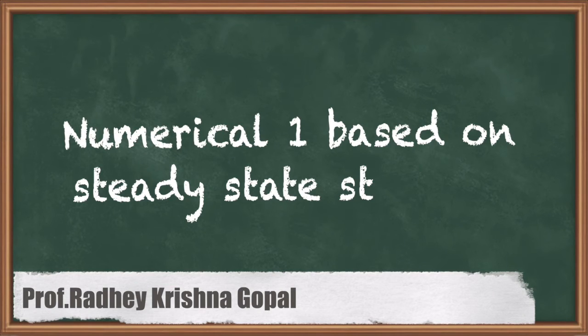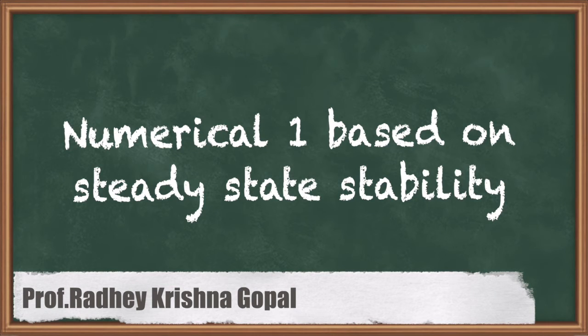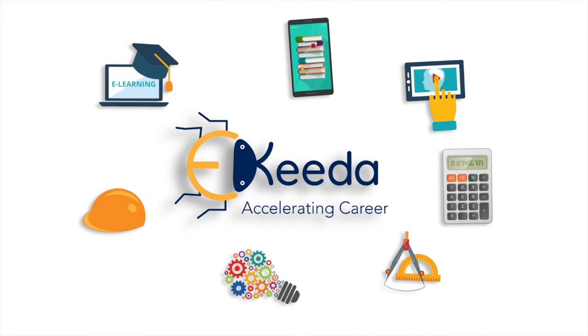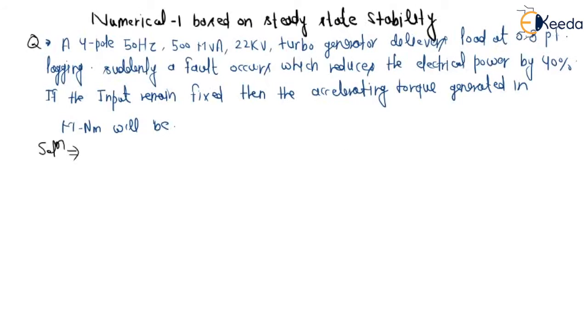Hello friends, now we are going to solve numerical 1 based on steady state stability. The given question is: a 4-pole 50 Hz 500 MVA 22 kV turbo alternator delivers load at 0.8 power factor lagging. Suddenly, a fault occurs which reduces the electrical power by 40%. If the input remains fixed, then the accelerating torque generated in mega newton meter will be basically?